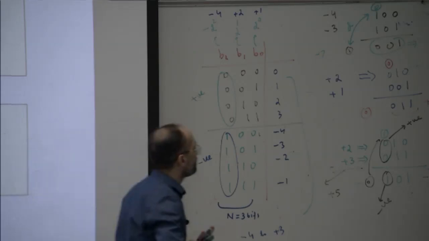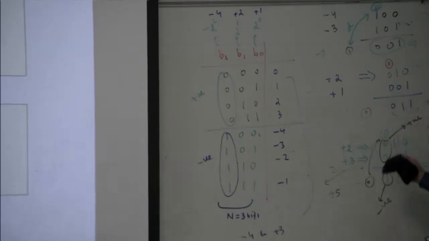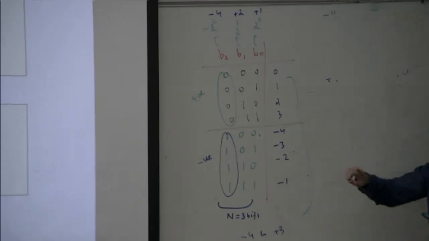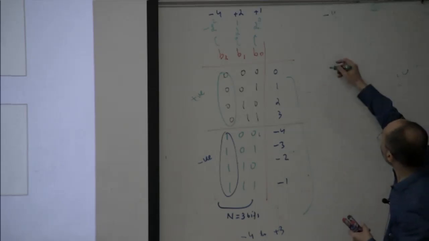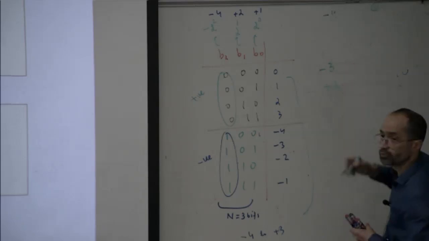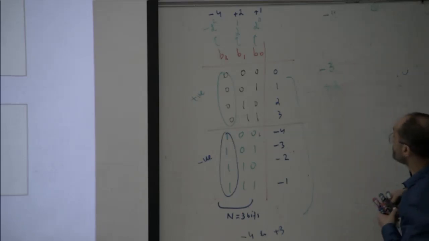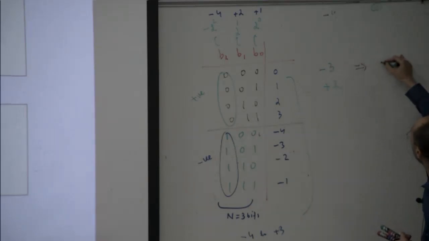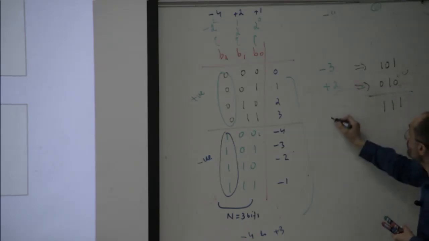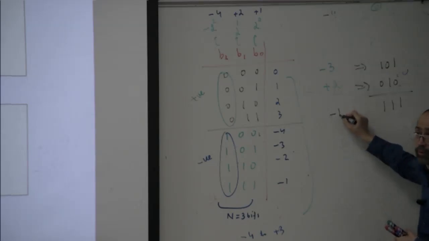We have another example. Should I rub this off? Okay, I'm rubbing this off and I'm going to give another example. Assume that we are adding a positive number with a negative number: -3 and +2. What is the code for -3? 101, and +2 is 0 1 0. When we add it, 1 1 1, which is -1. So -3 plus 2 is -1.